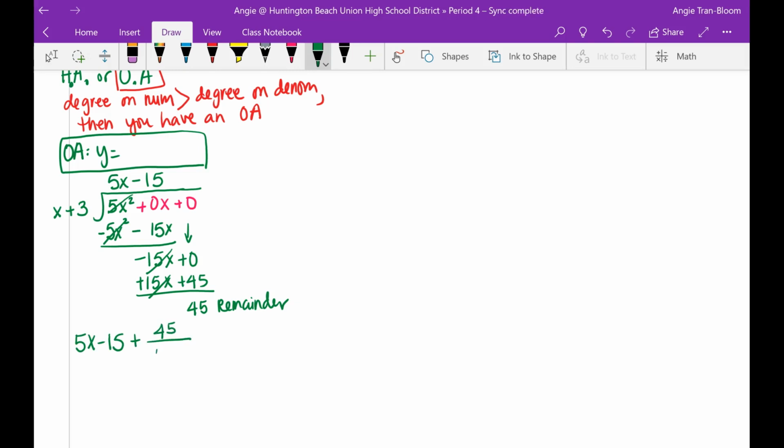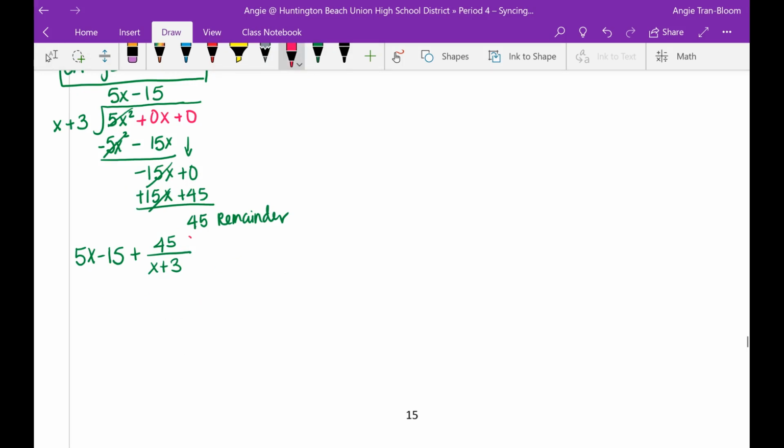And you write the remainder over your divisor. But if you remember the definition, as we assume that x gets really, really big, let's say x gets to be like 100 or even 1000, in either the positive or negative direction, this remainder is like 45 divided by 1003. Is that really big or really small? Really small, close to 0.